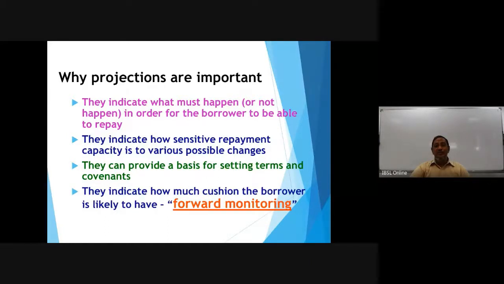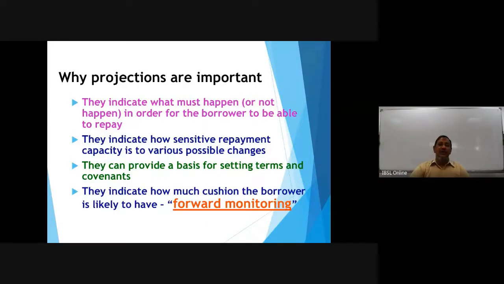They indicate how much cushion the borrower is likely to have for forward monitoring. How much of a cushion the customer has in between any adjustments in the changes. So sensitivity is very important because of that. We are always not fixed to one figure or one decision. It is the different scenarios of how the customer should perform and what the result should be.